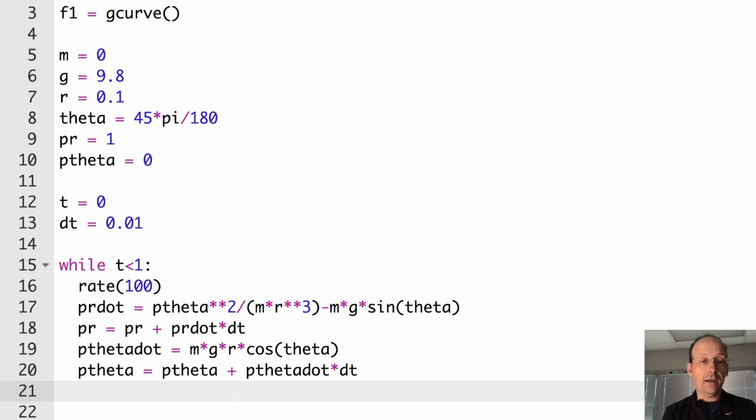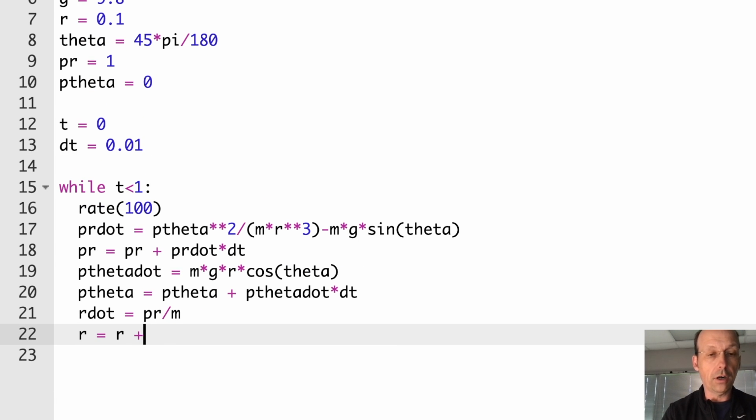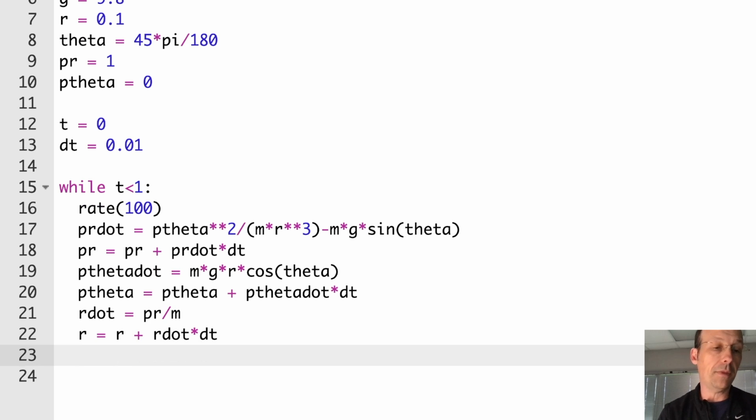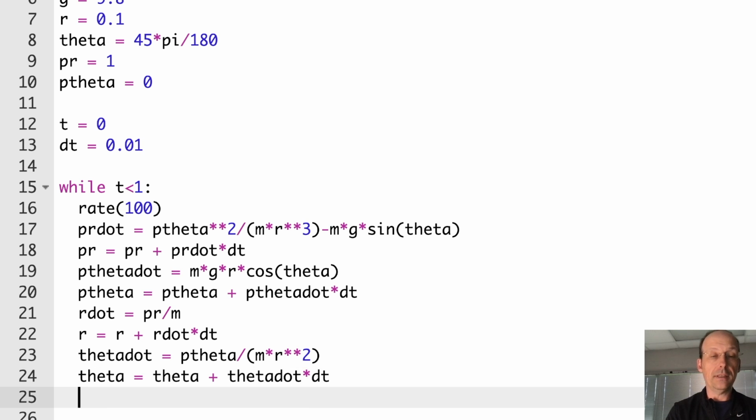Now I can update R and theta. So I'm going to first calculate R dot. So now I can say R dot is equal to, again, I'm looking at my equation over here, it's just PR over M. I just calculated PR, so I know that. And then I'm going to update R. R equals R plus R dot times dt. Now I'm going to do the same thing for theta dot. Theta dot, looking at my equation, is P theta divided by M times R squared. So theta equals theta plus theta dot times dt. That's it. And then t equals t plus dt.